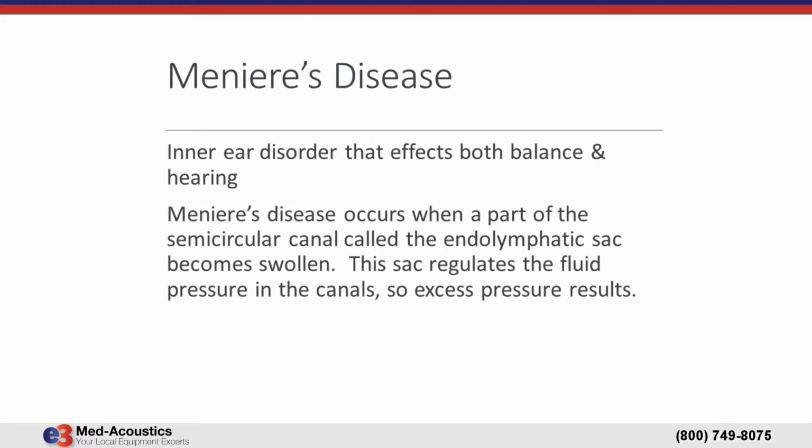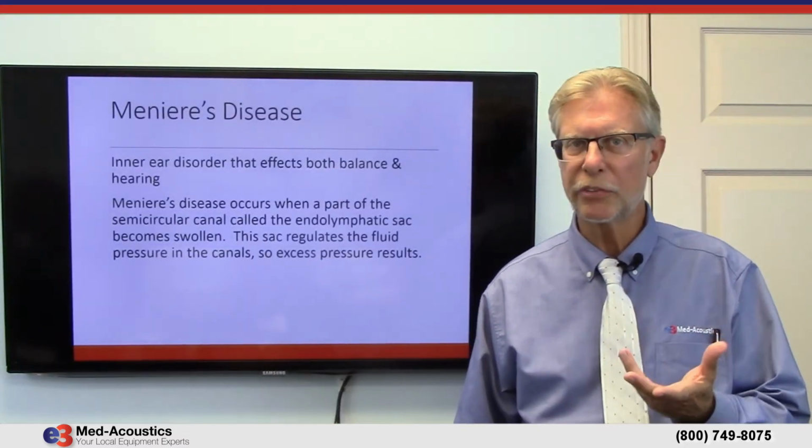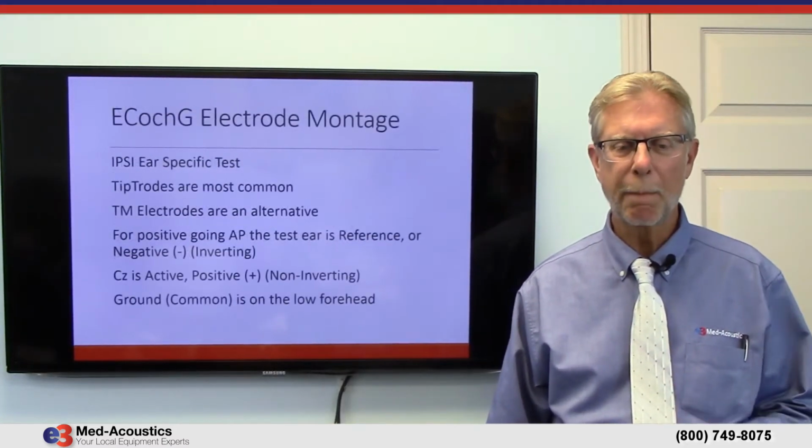And just to give you a definition of Meniere's disease, it's an inner ear disorder that affects both balance and hearing. Meniere's disease occurs when part of the semicircular canal called the endolymphatic sac becomes swollen. This sac regulates the fluid pressure in the canals, so excess pressure results. And therefore, one of the symptoms is dizziness.